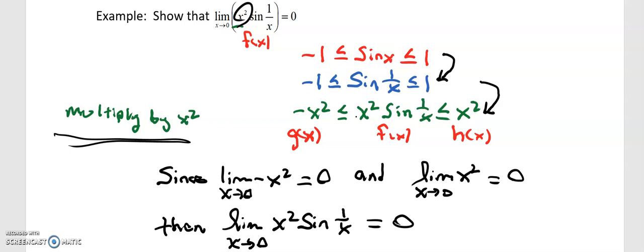One common mistake is to start writing limits from the left and the right. I know this function, negative x squared, happens to be on the left of the inequality, and this is on the right of the inequality, but this has nothing to do with one-sided limits. These are all two-sided limits. I didn't approach from the left or the right, so my notation here is very important. So that concludes the sandwich theorem.